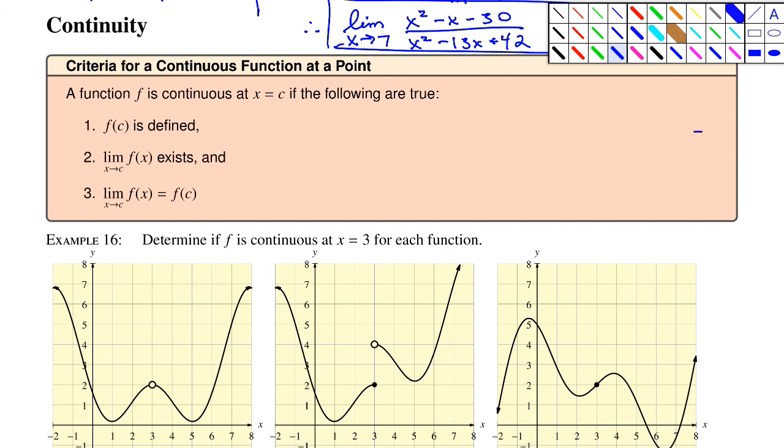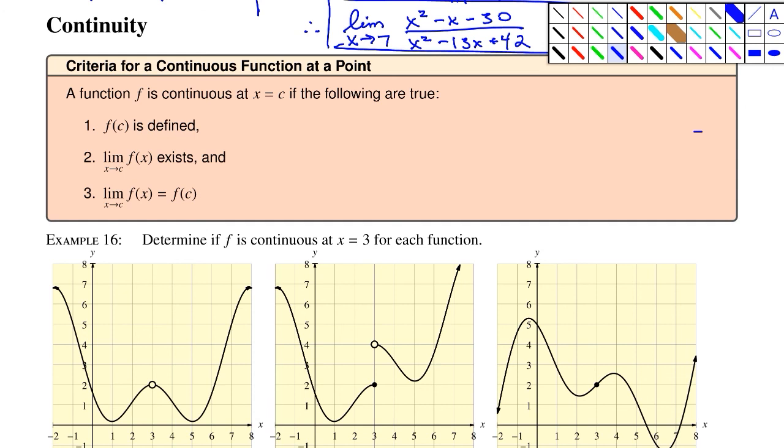Now, in a calculus class, we use 3 criteria to determine if a function is continuous. And they are the following. A function f is continuous at x equals c if, number 1, f of c is defined. So in other words, you can evaluate the function at a single point where x is equal to c and come up with an answer.